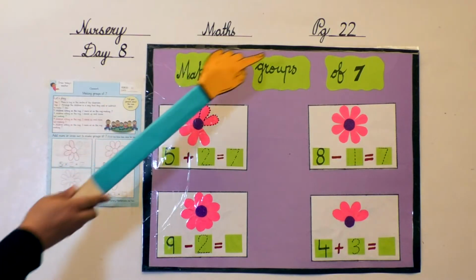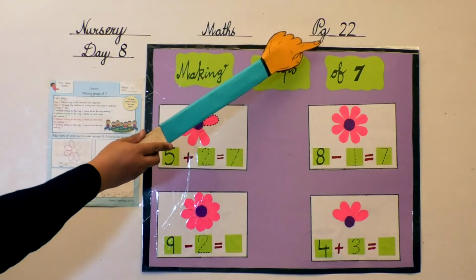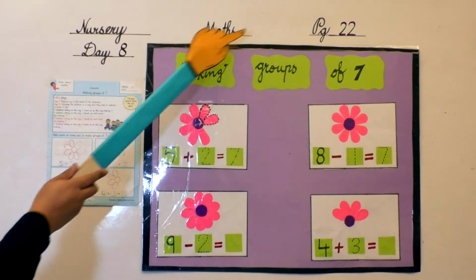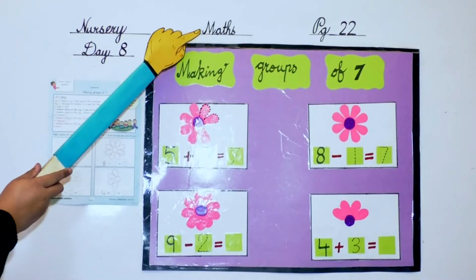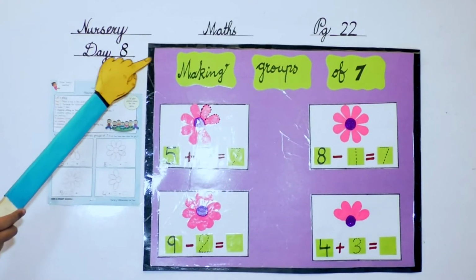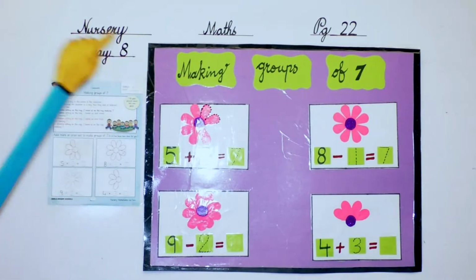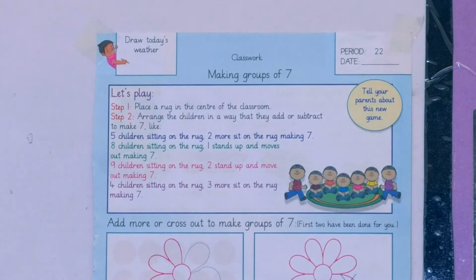Today we are going to do page number 22 of your maths workbook, and the topic is making groups of 7. Okay students, before starting page number 22, I have an interesting activity or a game for you. Do you want to play a game?